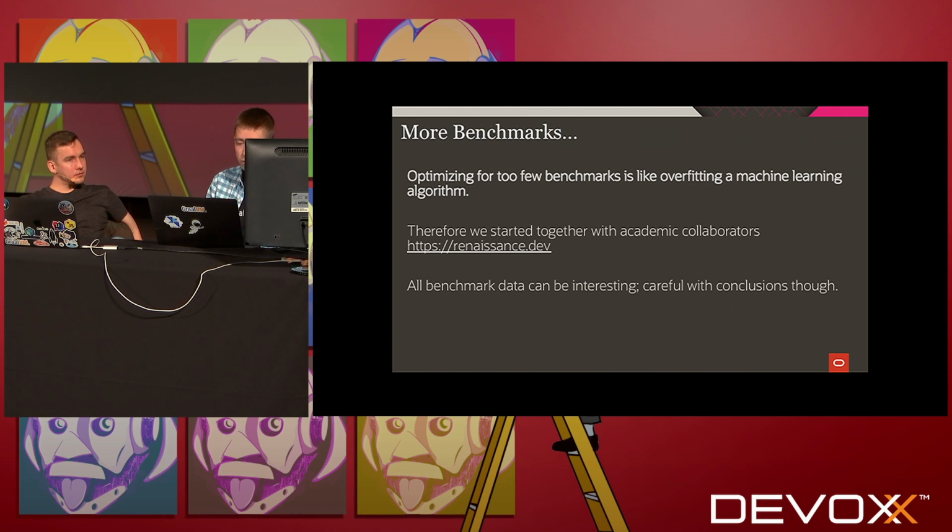So we started one project here together with academic collaborators. We call it Renaissance.dev, where we have a couple of open source benchmarks with more modern Java workloads, and we encourage the Java community to add additional workloads there. So we can make it more diverse, and have more data to understand and more data to work with when we test our compiler.